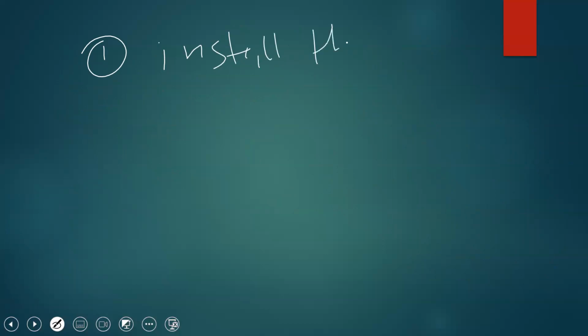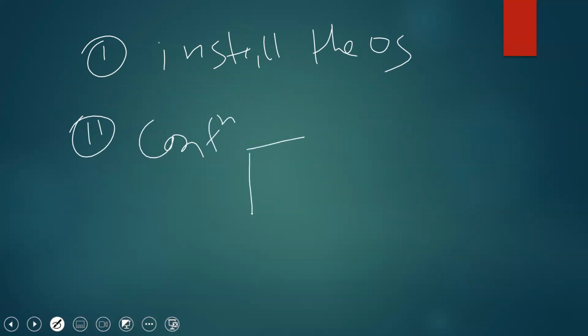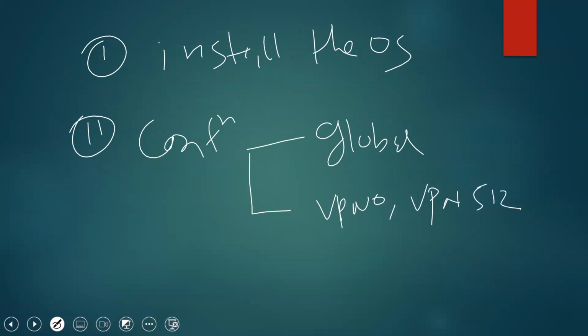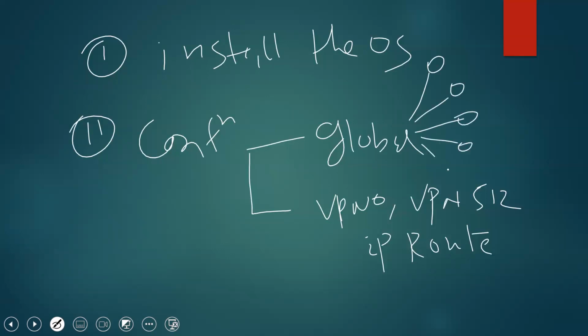Install the OS. Then configure. In configuration, you have two things: global configuration, and then you have to configure VPN 0 and VPN 512, and then you have to create an IP route in between the controllers. Right? Inside global, what are the 5 main components you have to create? The configuration you have to do.